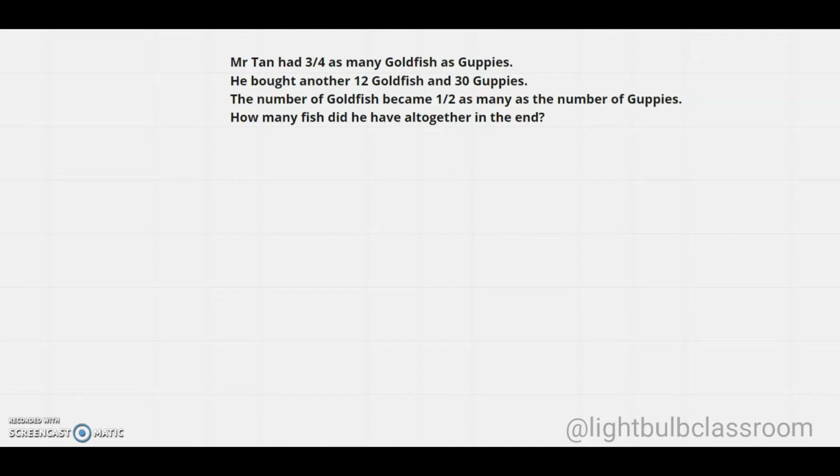Alright, so let's try and represent this in ratio format. Okay, so we know that goldfish to guppies, I'm just writing the short form here, is 3:4. Now, then I buy another 12 here and I buy another 30 here. Okay, and later on, my ratio becomes 1:2.